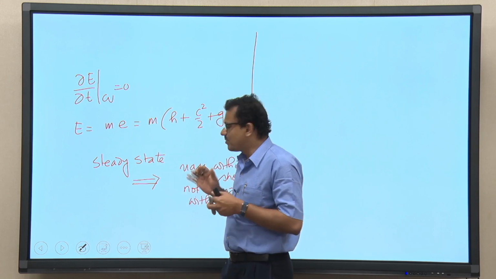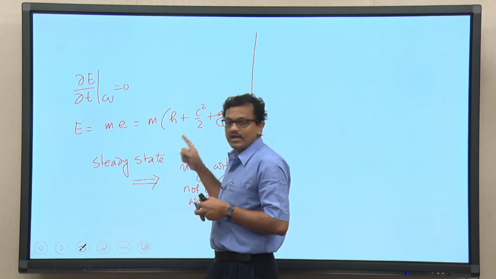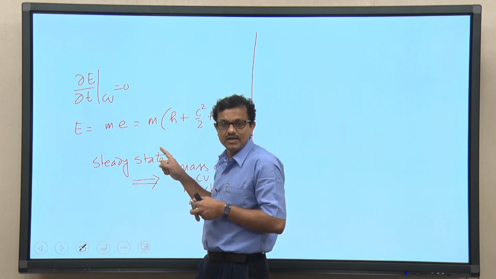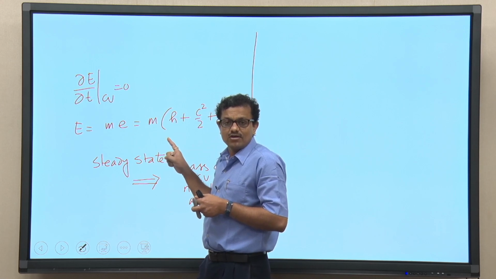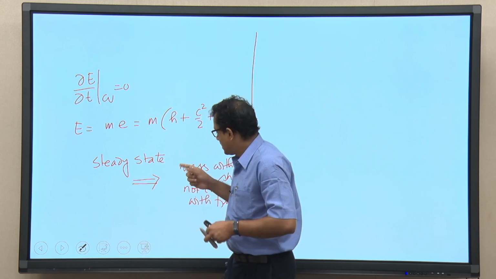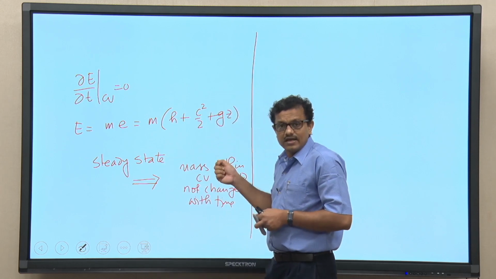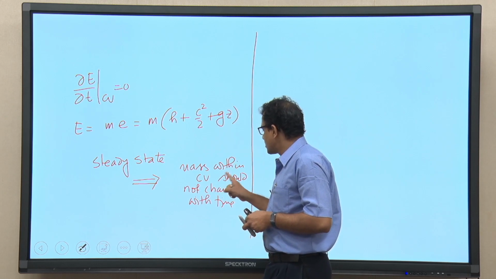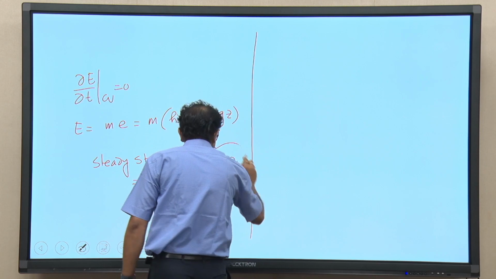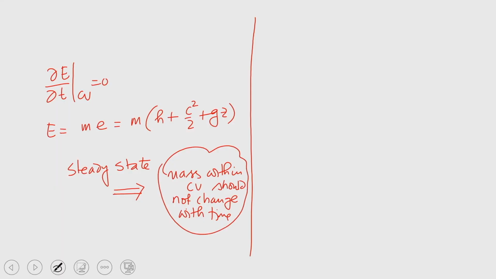So, the most important part is that to ensure steady energy state, that means the total energy within the control volume will not change with time, it necessitates that the mass within the control volume should not change with time. So, what does it physically mean? Flow has to be steady, right.